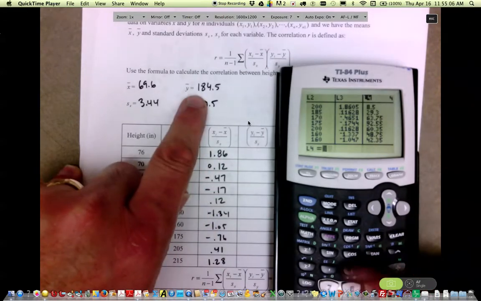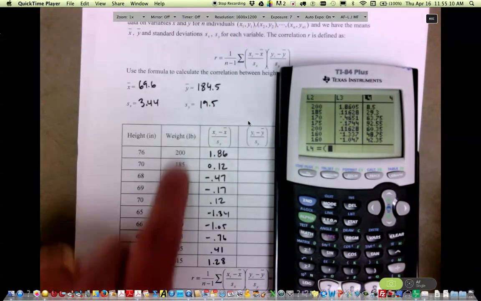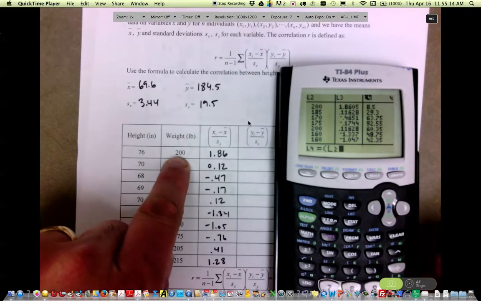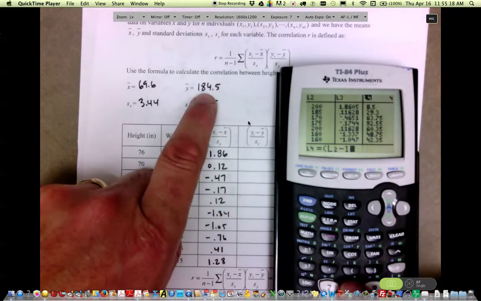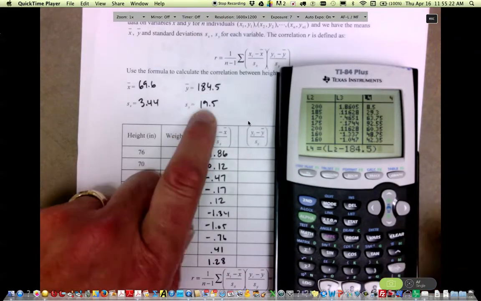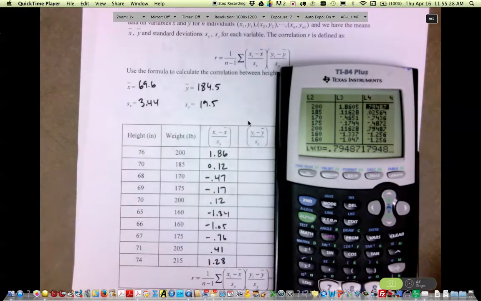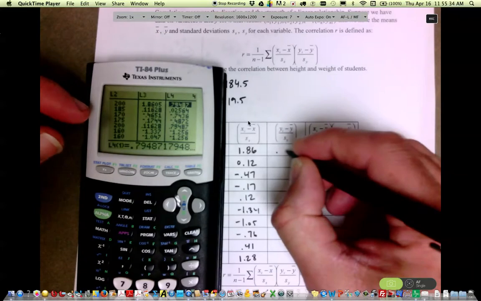So this formula is going to be a left parenthesis. We're going to take their weights, which are all in list 2. We're going to subtract their mean, 184.5. Close that parenthesis, and then divide by the standard deviation, 19.5. Then hit enter. All right, so my first guy has a z-score of 0.79.